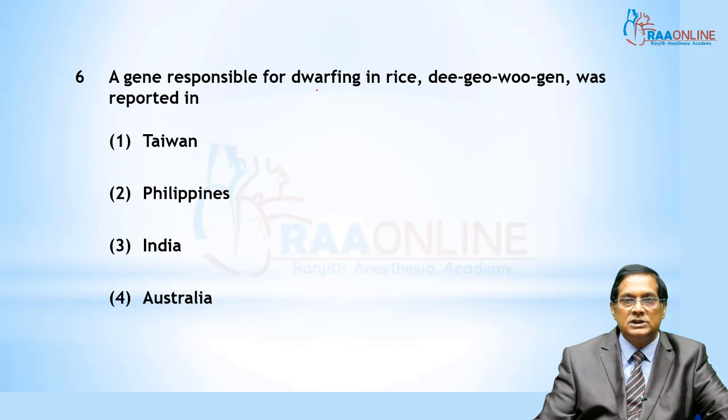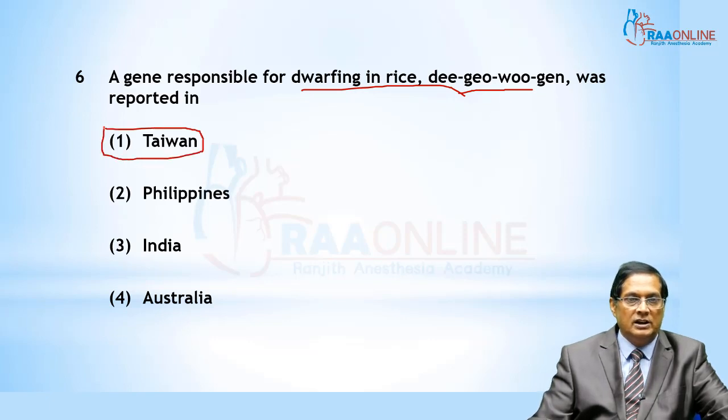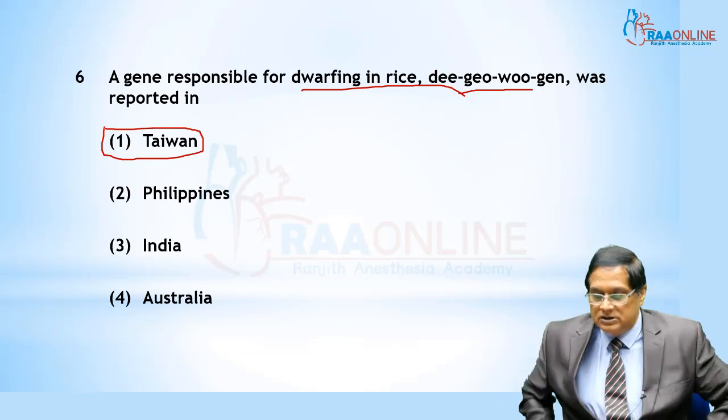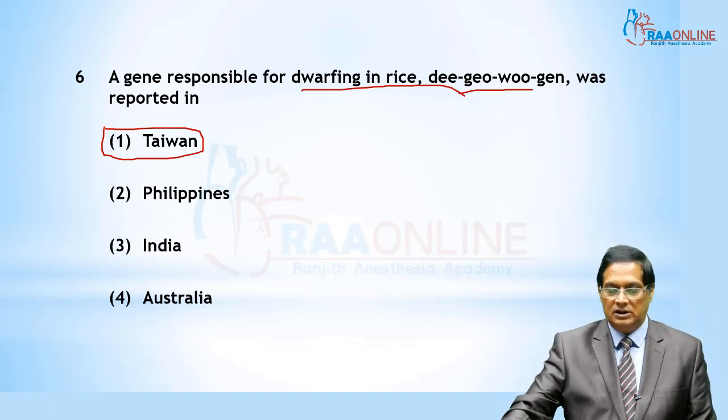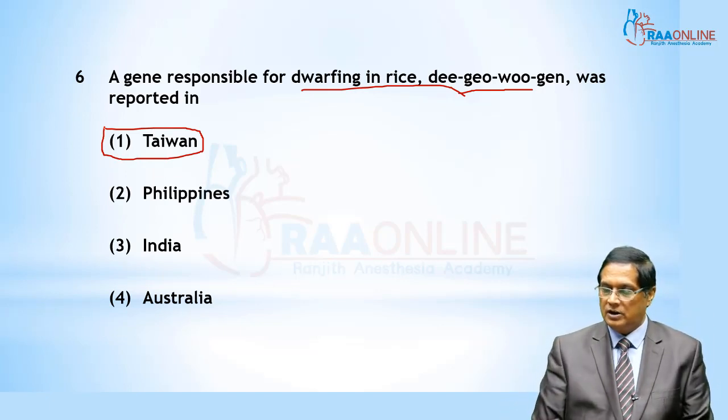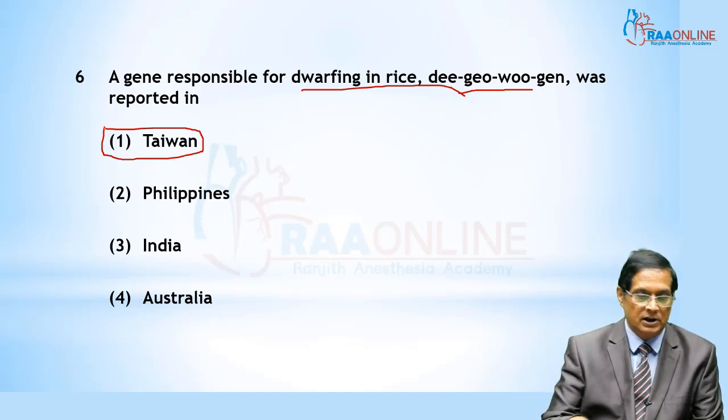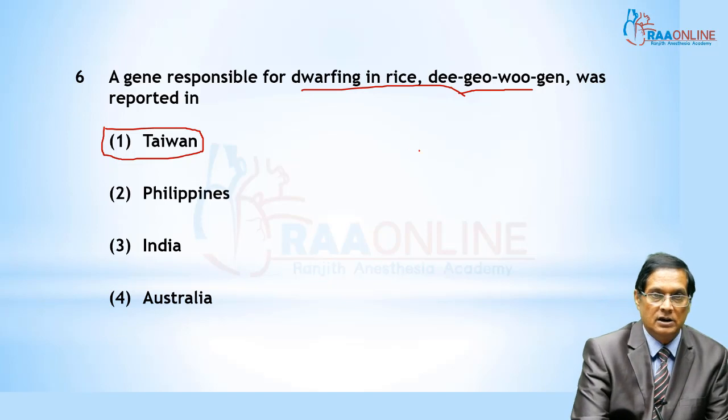A gene responsible for dwarfing, that is the DZOV gene, was reported from Taiwan. This gene is responsible for dwarfness. Similarly in wheat, the gene for dwarfness is Norin 10.